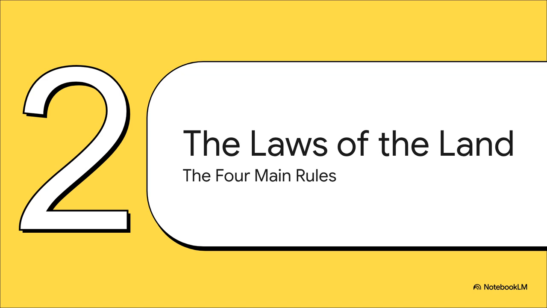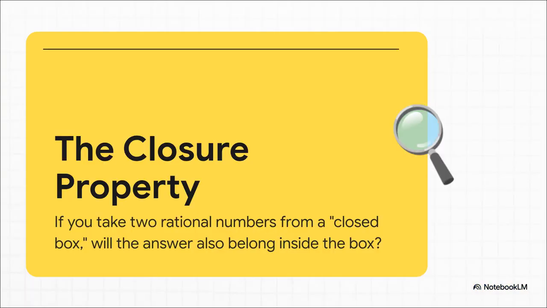Okay, so we know what rational numbers are, and we know where they live. Now let's talk about the rules that govern their universe. You can think of these as the fundamental laws of physics for this new world of numbers we've just entered. First up, we have something called the closure property. And I just love this closed box analogy.